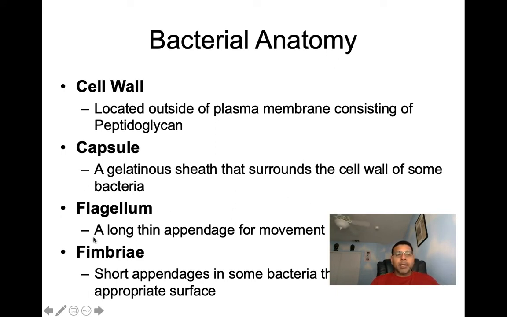Flagella can also be found in some bacteria. Flagella help the bacteria move. It's a thin, long appendage used for movement in some bacteria. Fimbriae we can find in some bacteria. Fimbriae are short appendages that help the bacteria to attach to appropriate surfaces. And we'll look at all of these structures in a few minutes.